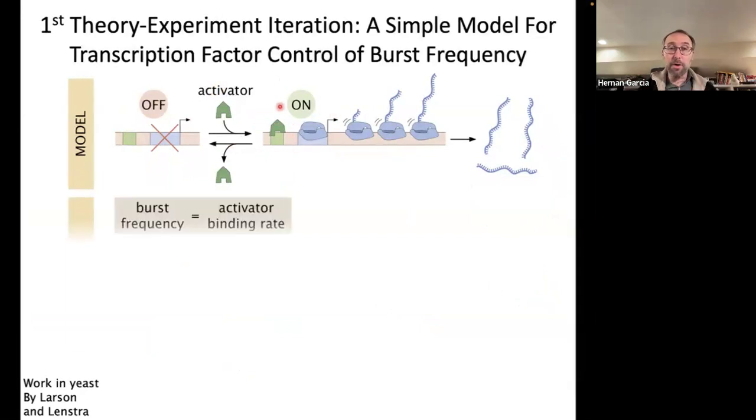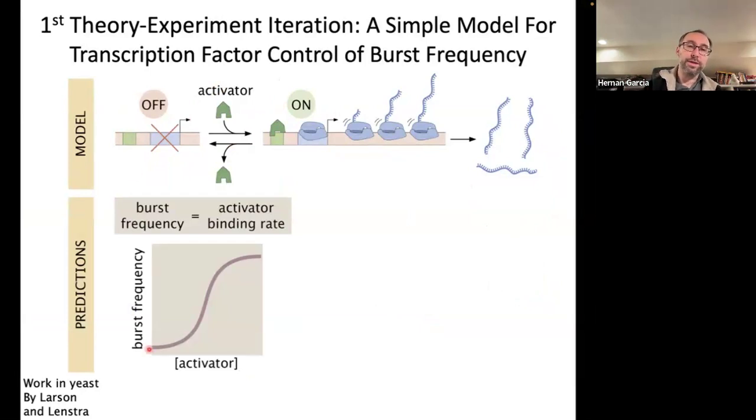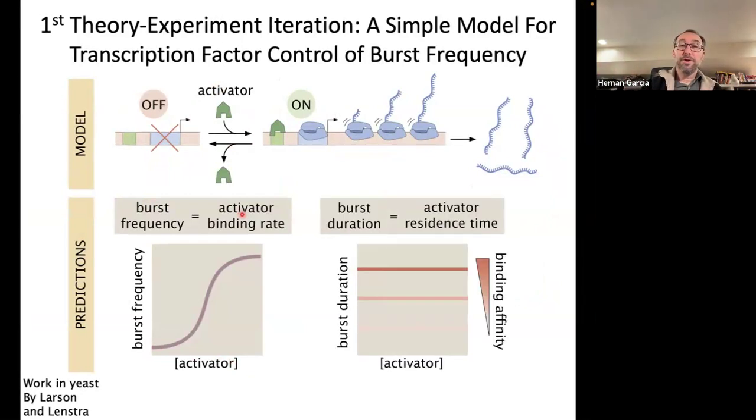In this simple model, what you would predict is that the burst frequency is given by the activator concentration, because burst frequency is the same thing as the activator binding rate, right? And activator binding rate increases with the amount of protein. There is also another prediction this model makes, that burst duration remains constant, because burst duration would only be dictated by the residence time of the activator on the DNA, and that should be independent of the activator concentration. So what this tells you is that if you want to actually test these models, you're going to have to be able to compare burst dynamics and binding dynamics.